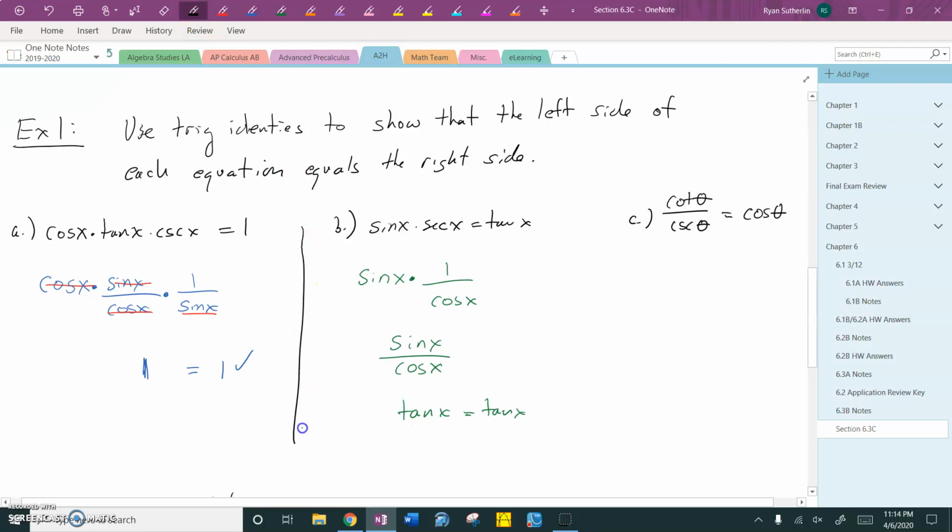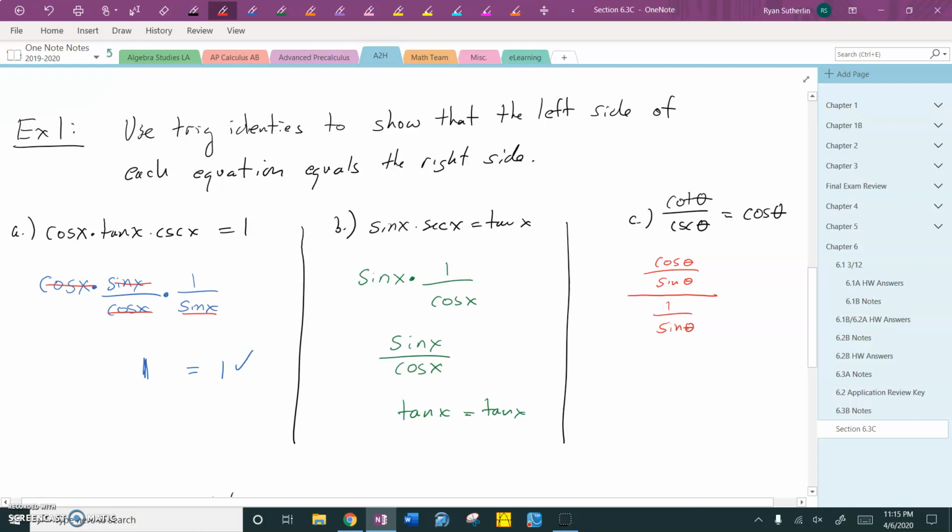And then with the third example, let's show that cotangent divided by cosecant of theta equals cosine of theta. So cotangent of theta is cosine of theta over sine of theta, using my reciprocal identity. Cosecant is 1 over sine of theta.